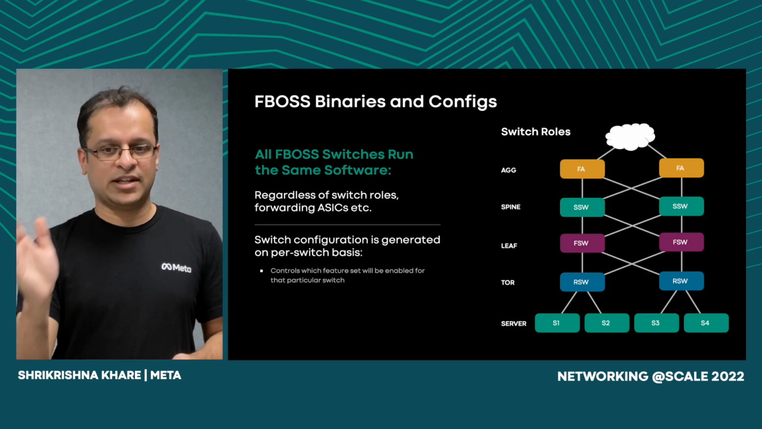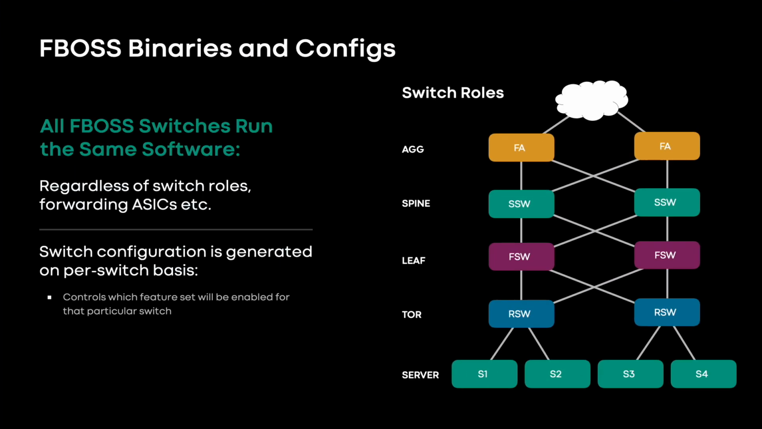If you consider the diagram on the right, it shows a hierarchy of switches. You have servers that connect to rack switches, which in turn connect to fabric switches, spine switches, and fabric aggregators. Fboss as a software, and the same software runs on each of these switches in these different roles.